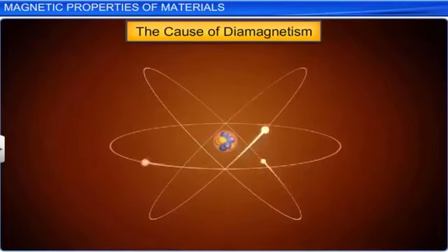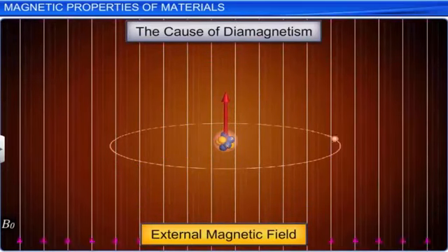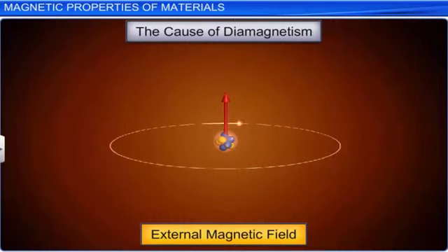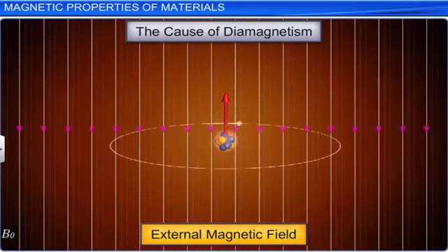When the diamagnetic material is placed in an external magnetic field, due to induced current, the movement of the electrons for which the orbital magnetic moment is in the same direction as that of the external magnetic field is slowed down, and the orbital magnetic moment of the electron decreases. Likewise, the movement of the electrons for which the orbital magnetic moment is in the opposite direction to that of the external magnetic field is sped up, and the orbital magnetic moment of the electron increases.